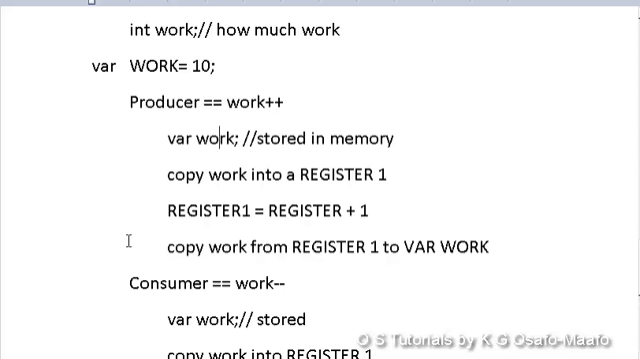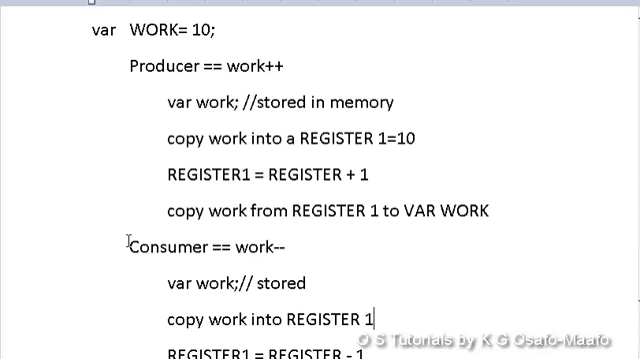So the producer comes and says, well, I just copied 10 into register 1. The scheduler, and we talked about the scheduler before, remember, the scheduler moves one process, puts it in memory, brings another one to run. So as soon as the producer has the work variable, it's 10, and you've put it in your register, all of a sudden, consider the consumer also comes over and says, well, I also wanted to reduce the value of the work. So the consumer comes and says, well, I am also going to put in 10.